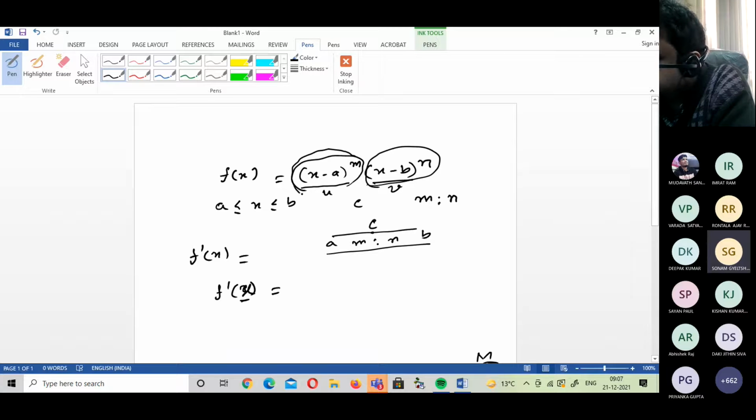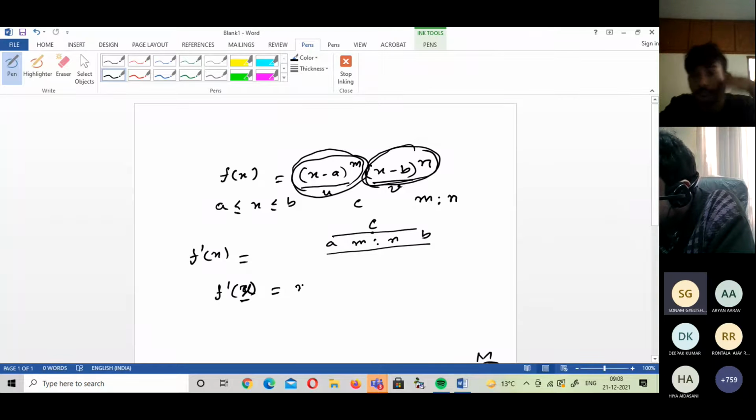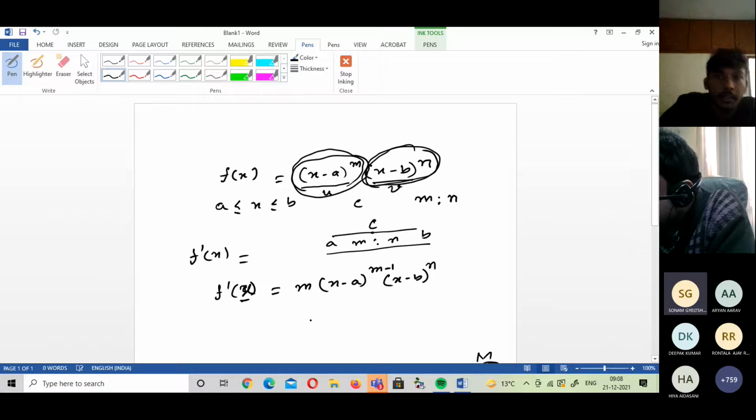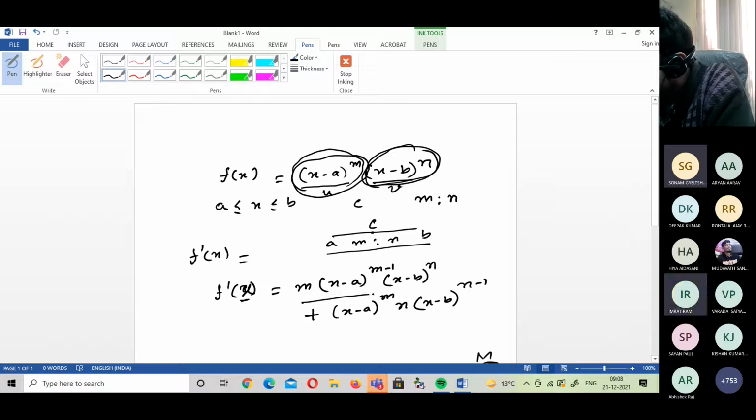You have considered x minus a to the power m as u, and x minus b to the power n as v. So the derivative of u is m times x minus a to the power m minus 1, into x minus b to the power n unchanged, plus x minus a to the power m, and n into x minus b to the power n minus 1. From these two quantities, what can you take common? Here x minus a to the power m minus 1, and x minus b to the power n minus 1.